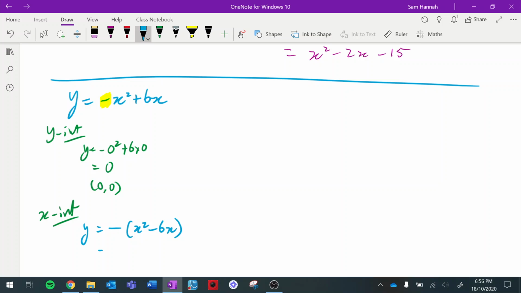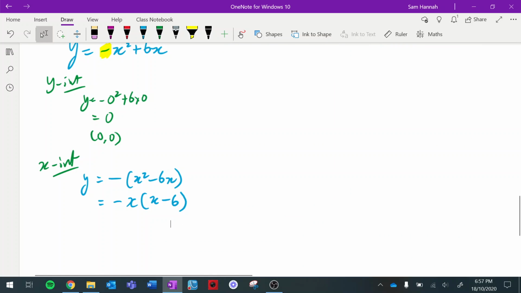sign from both bits. And now this one's actually a common factor. It's not a monic trinomial anymore. So we'll take out the factor of x next, and that'll leave us with an x minus 6. So you can see that once we're factorized, we have x-intercepts. Because this has to equal 0, we must have x-intercepts at 0 or at 6. Therefore, the x-intercepts are (0, 0) or (6, 0).